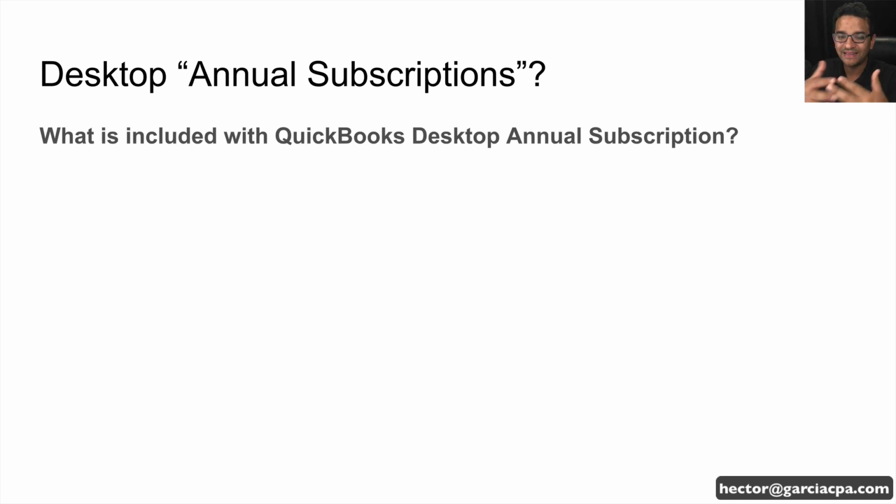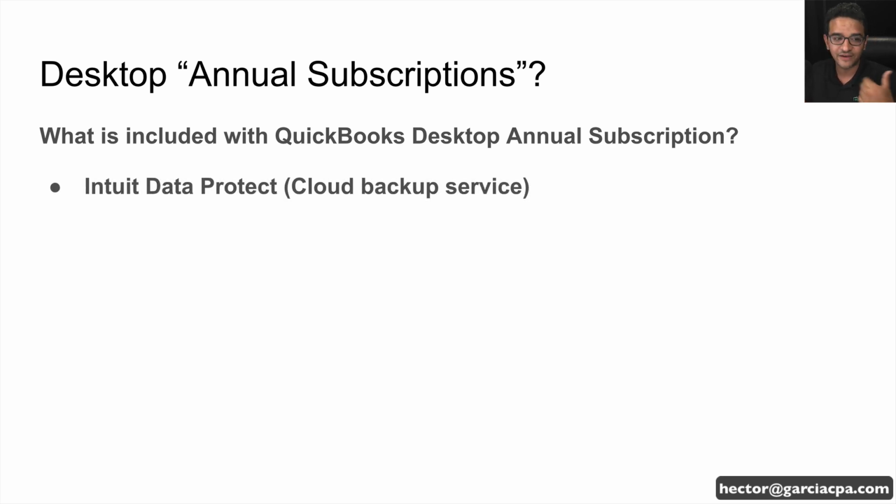What is QuickBooks doing different when people are deciding to go with the annual subscription? So one of the things that they're doing is they're including Intuit Data Protect. This is a cloud backup service. It will back up your computer. It's like something you would normally pay $10 to $20 a month for through Carbonite or some other application that will upload your data into the cloud to be able to restore it if something gets deleted.